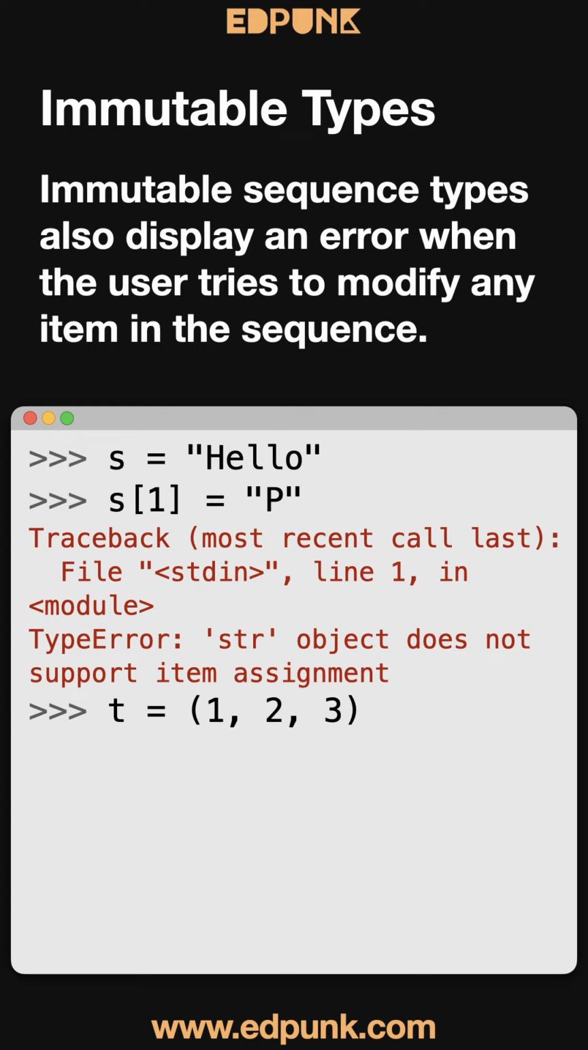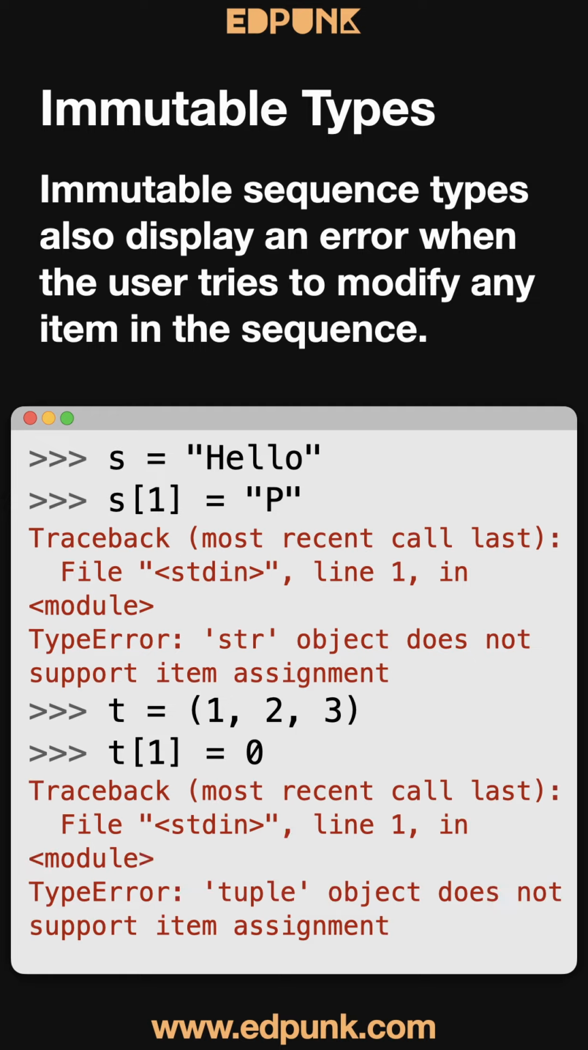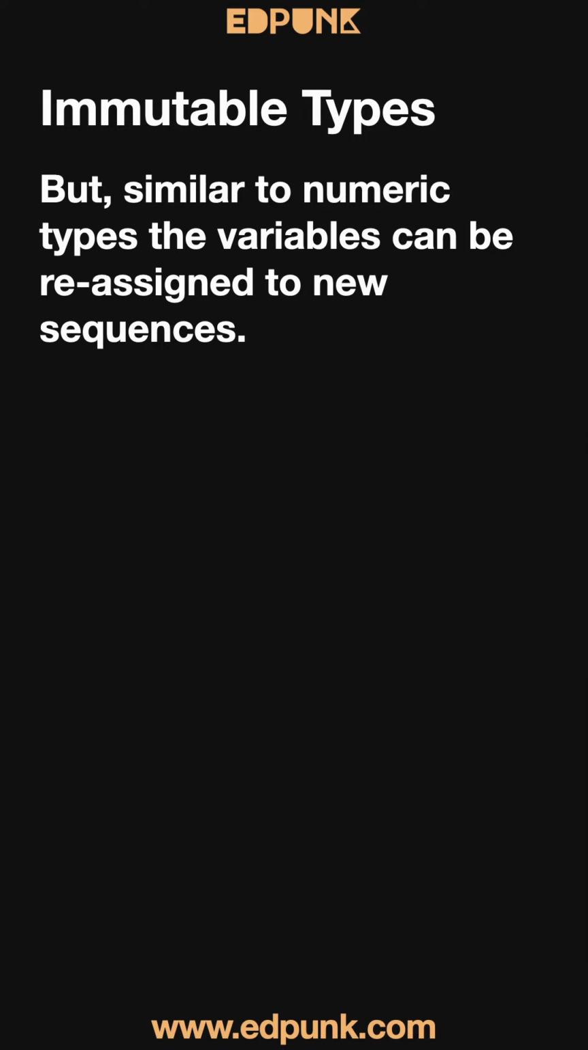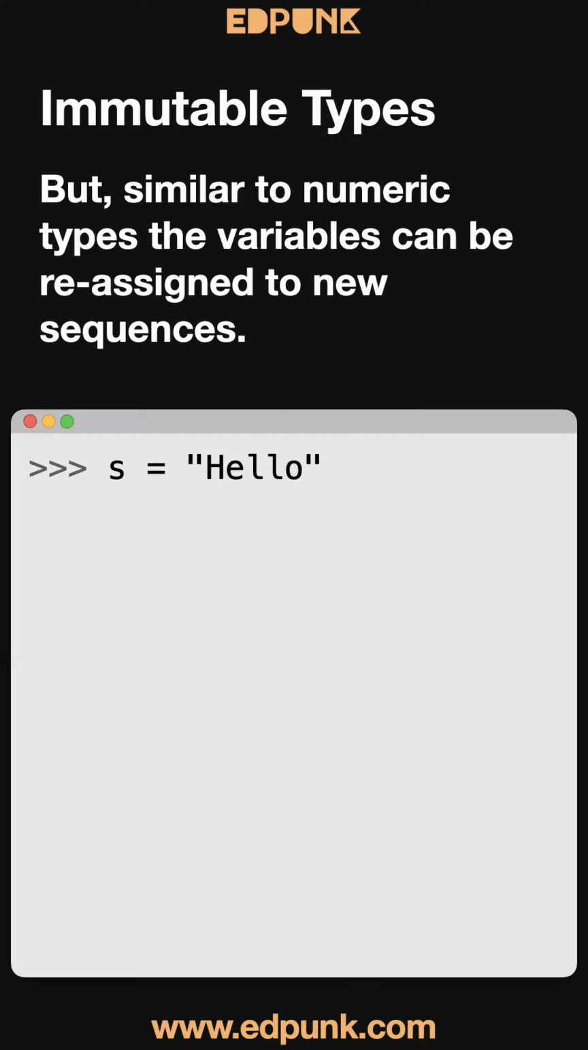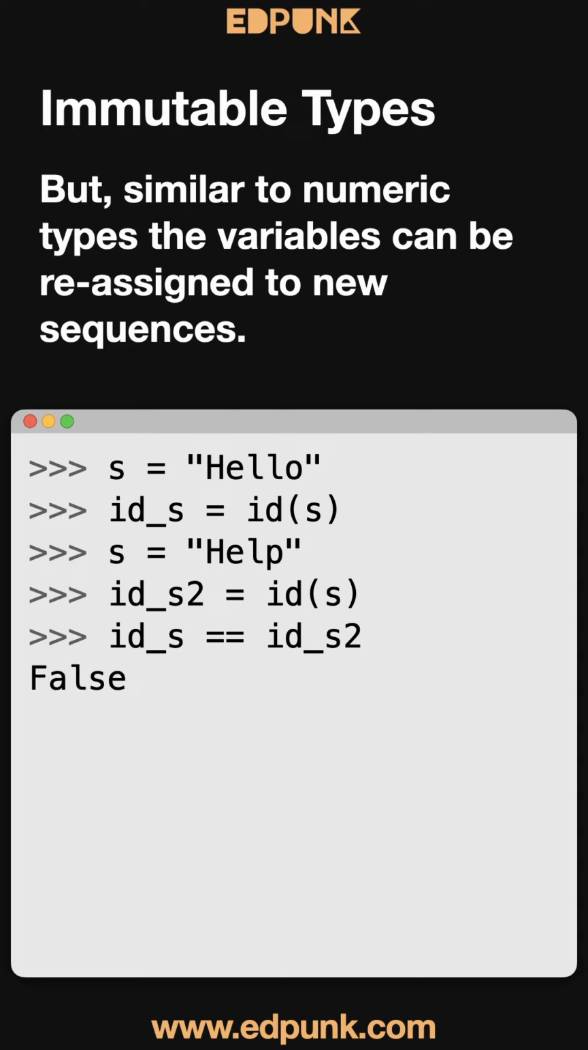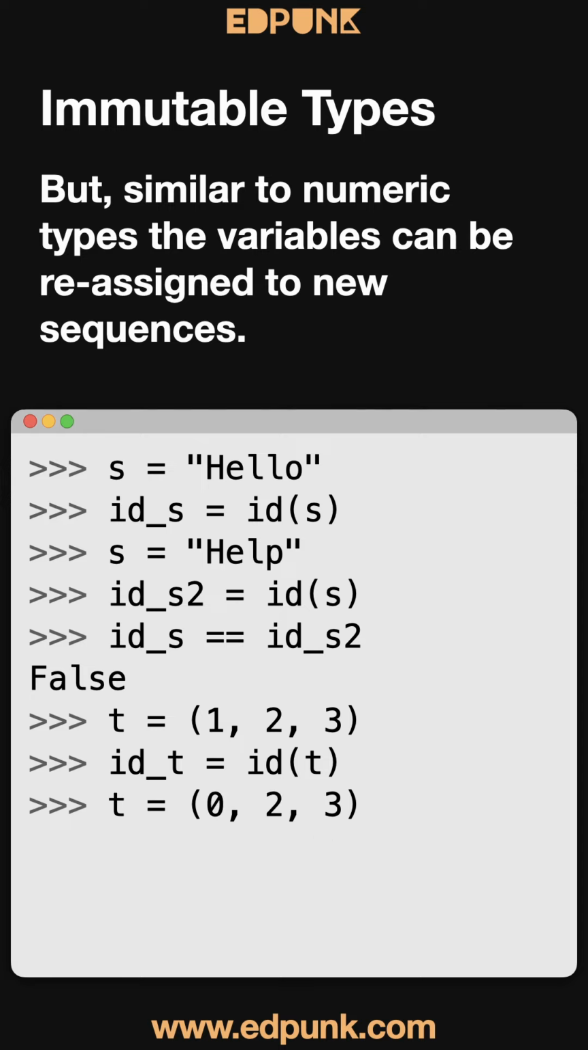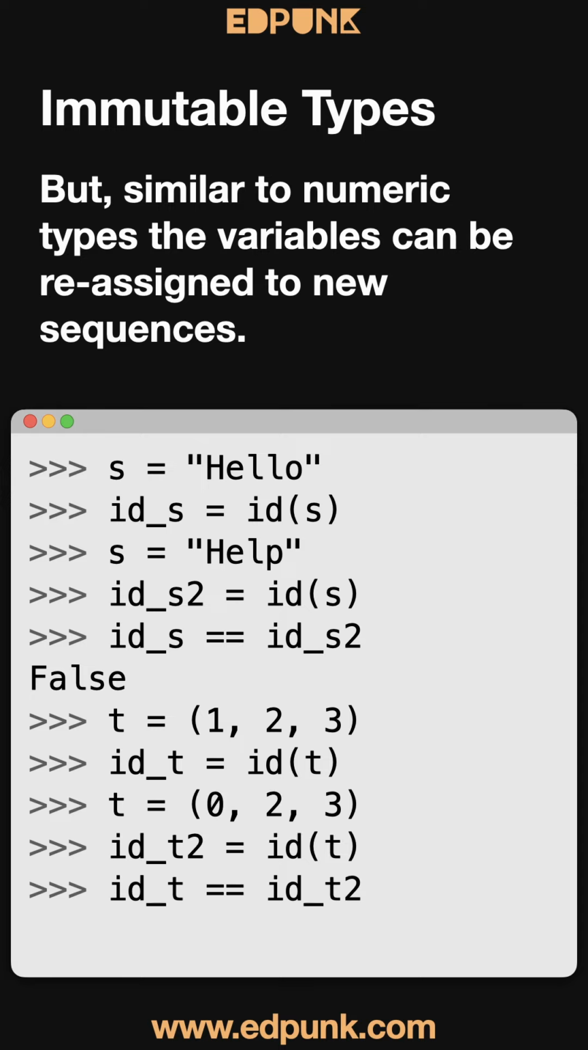Similarly, let us assign a tuple containing integers 1, 2, and 3 to t and try to change the second item into 0. Again, a TypeError is raised as the object does not support item assignment because it is immutable. Like other immutable types, the variables can always be reassigned to new sequences. For example, the variable s can be reassigned from "hello" to "help", which creates a new object. Similarly, the variable t can be reassigned to a new tuple 0, 2, 3, which is again a new object.